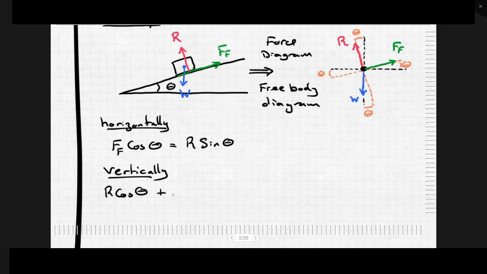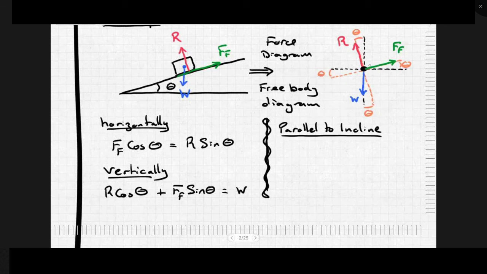Plus, there's another one. It's FF. And I know now it's cos 90 minus theta. And that's the same as sine theta. Equals, and then it's just W cos 0, which is just W. And that's it. Now those two equations then are considered to basically contain all of the information for this particular situation. However, there are two other directions we could consider that are far more useful. There is parallel to the incline. Now, parallel to the incline basically means that direction there. So in other words, up and down.